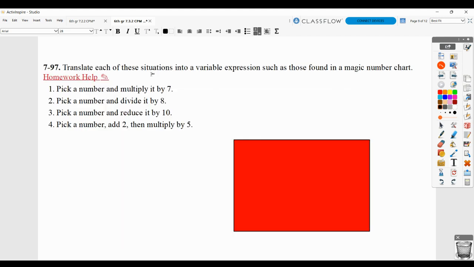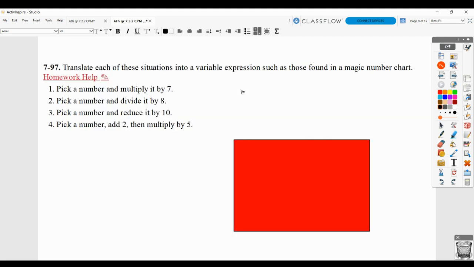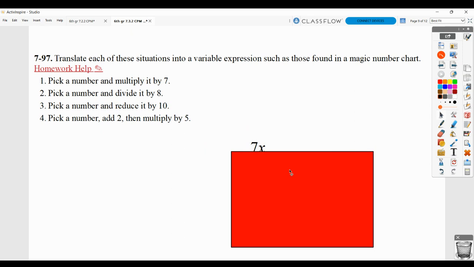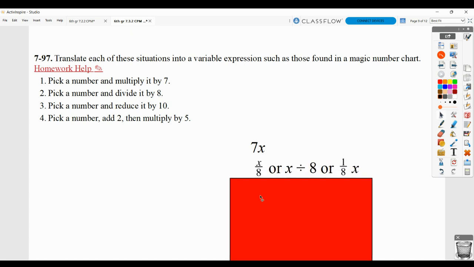Here, you have to translate these into a variable expression like we found in our number chart. So in other words, you're going to create things like this. Pick a number and multiply it by 7. You would write that as 7 times x. X would be your number. Multiplying it by 7 means we write it as 7x. Pick a number and divide it by 8. Well, now it would be x divided by 8.